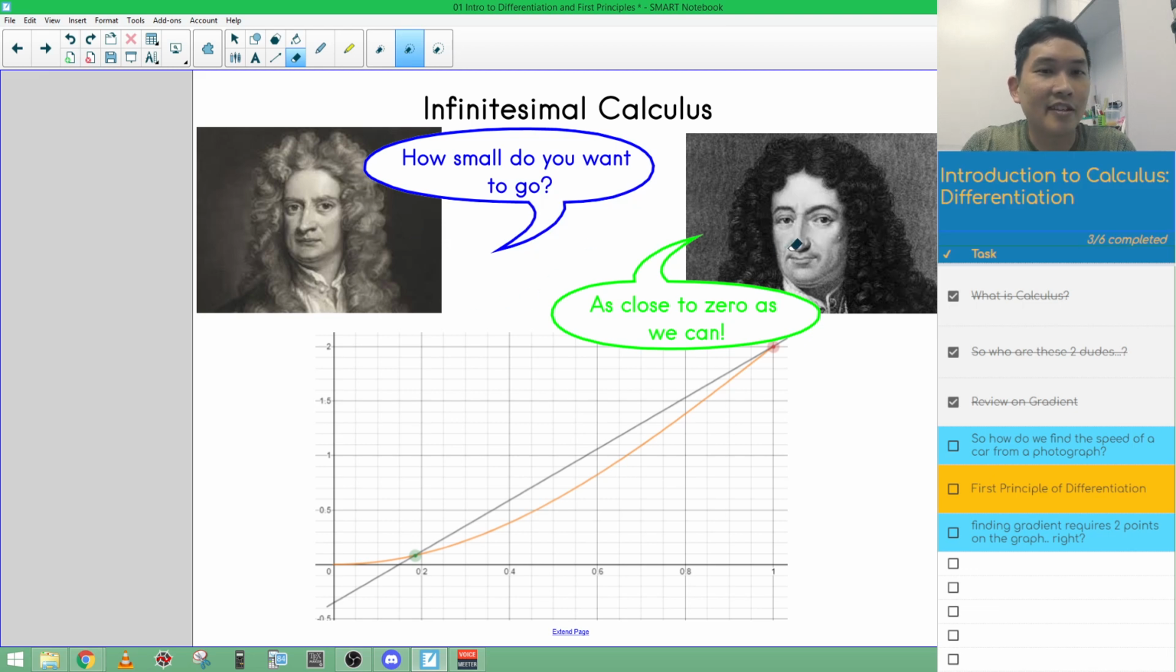Sir Isaac Newton and Leibniz were saying to each other, how small do you want to go? As close to 0 as we can. Of course, in real life they didn't say that. I just wanted to keep it lighthearted.